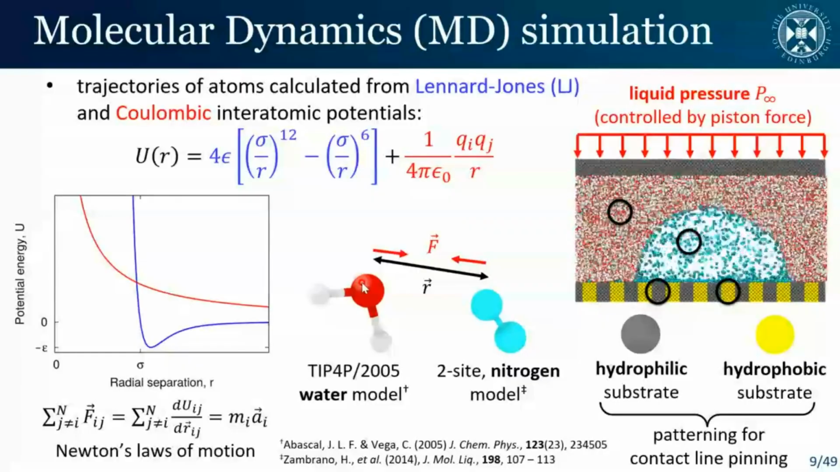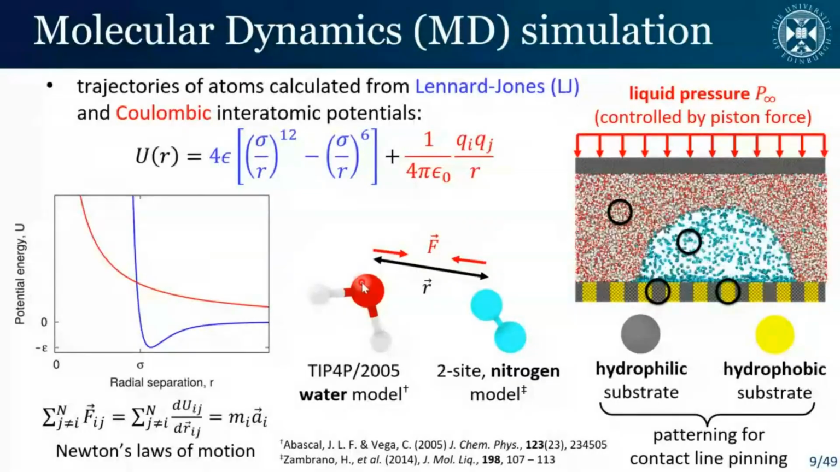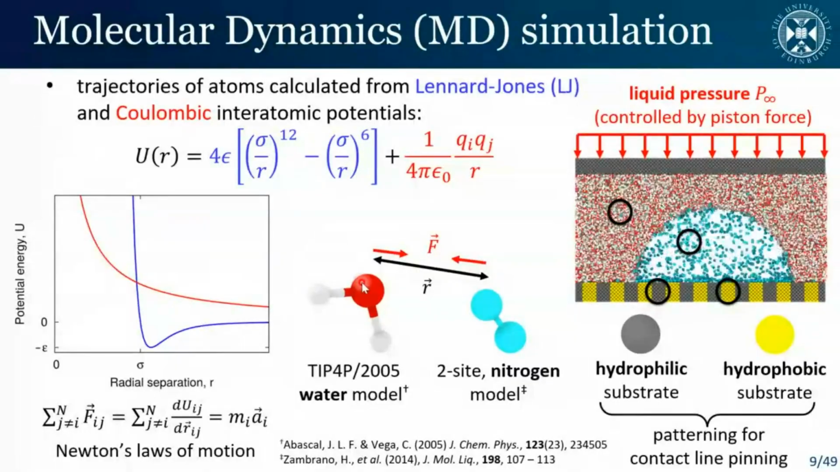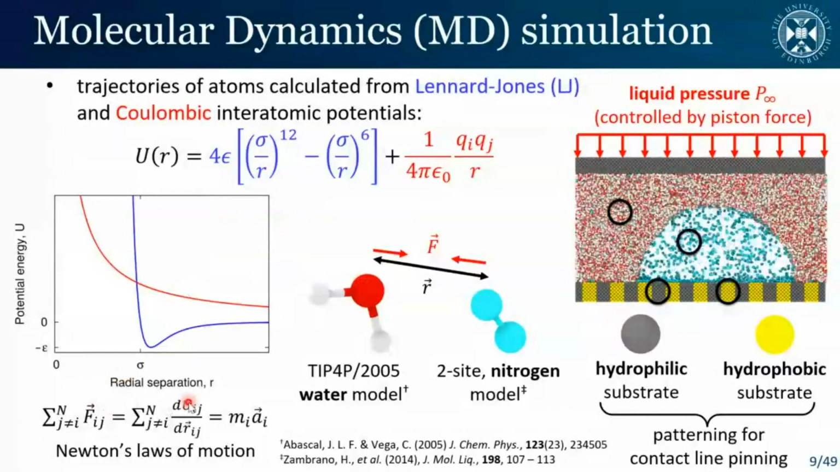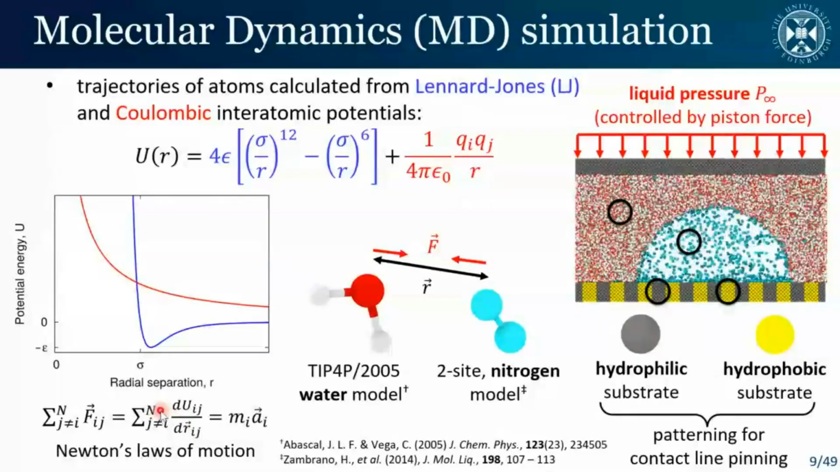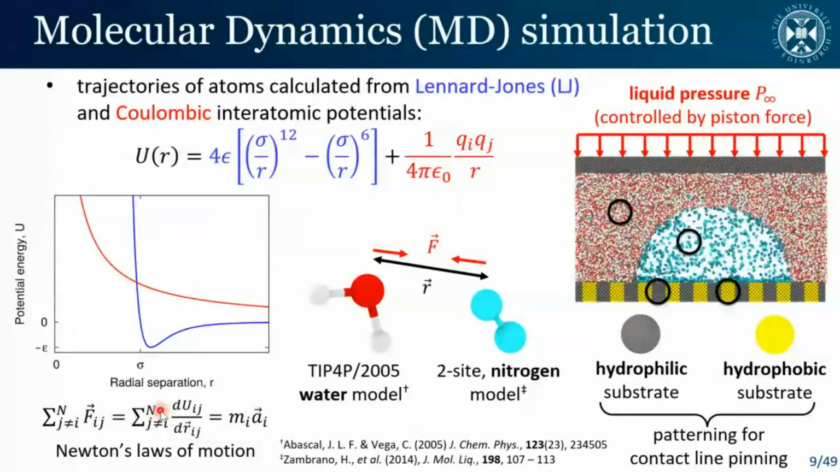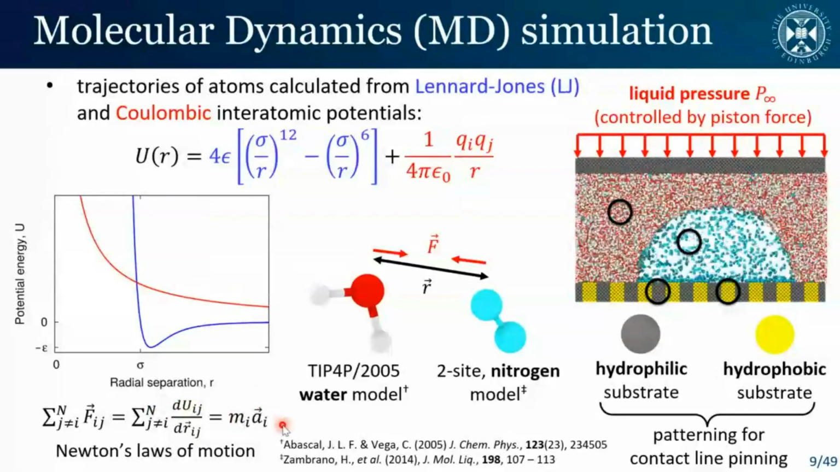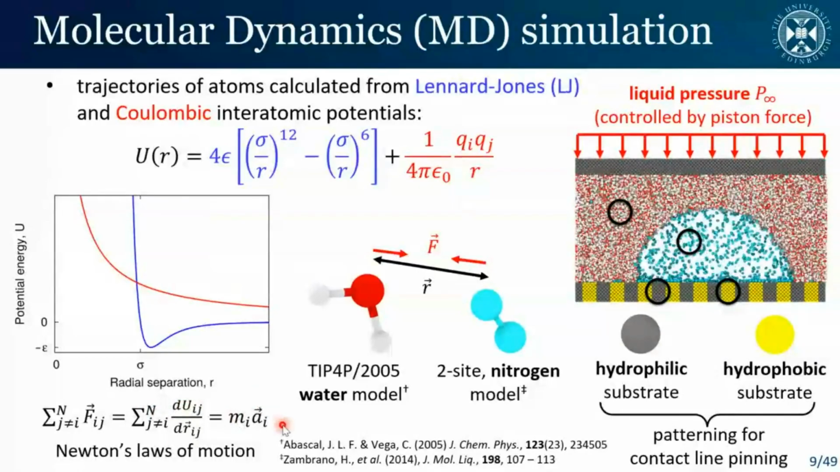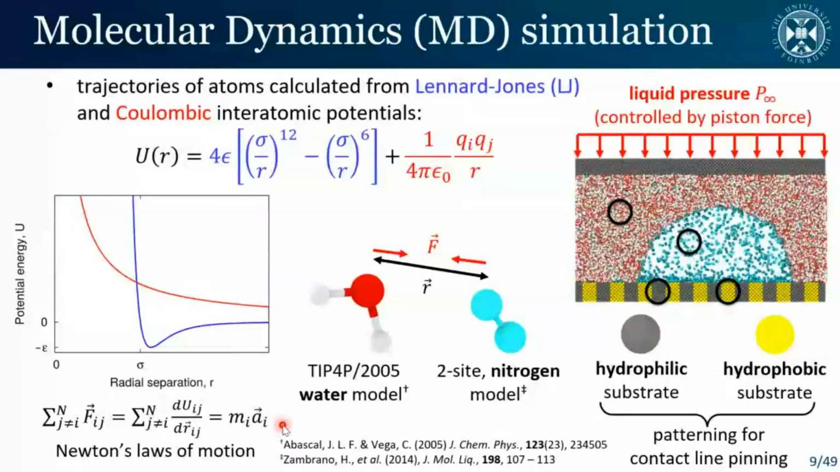And MD, for as complex and as high powered as it really is, is a simple case of taking this potential function, finding the force by taking the derivative with respect to radial distance, and summing up the forces on each atom at each time step to determine its acceleration. So we're essentially applying Newton's laws of motion at a very grand scale.